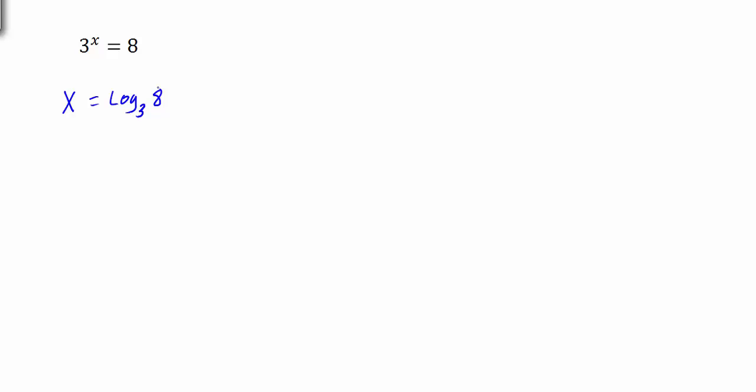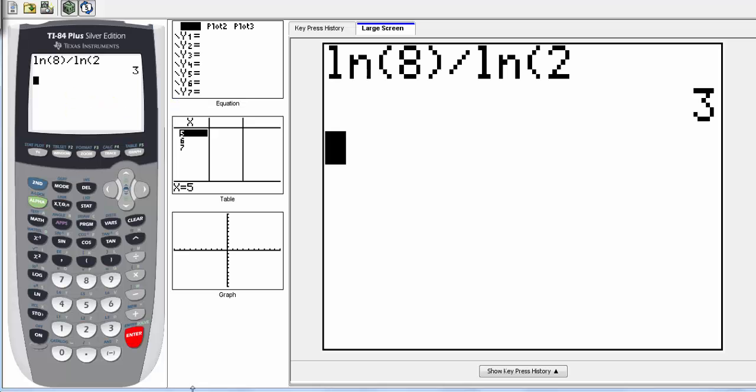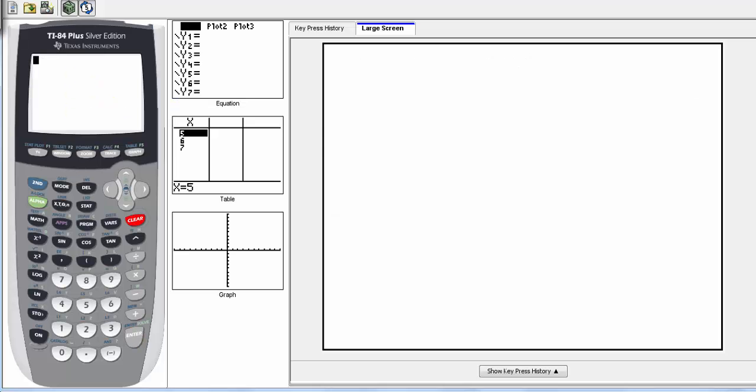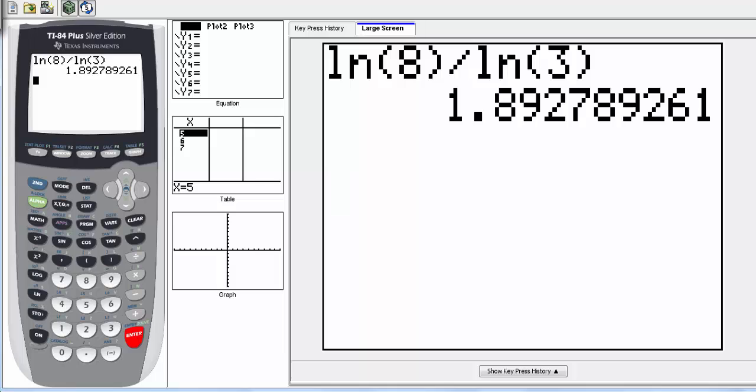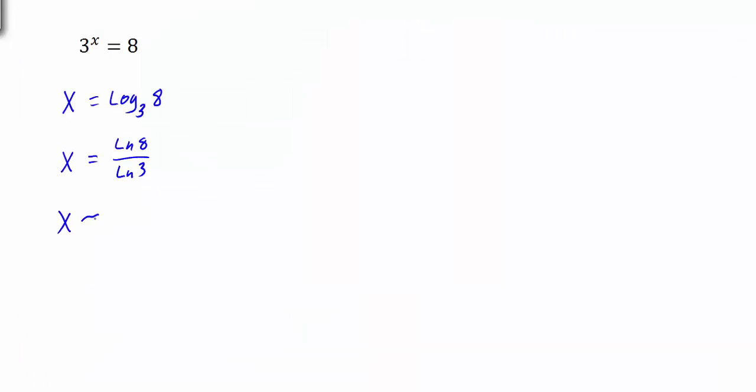So now all we have to do is use the change of base formula, and that would be ln of 8 over the ln of 3. If we take ln of 8 divided by the natural log of 3, and I'm just going to round this to 1.89. So we get approximately 1.89.